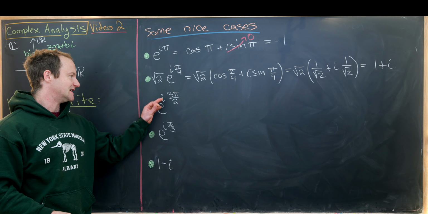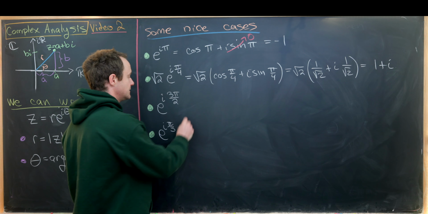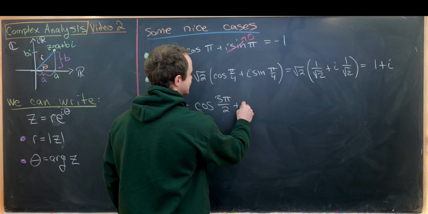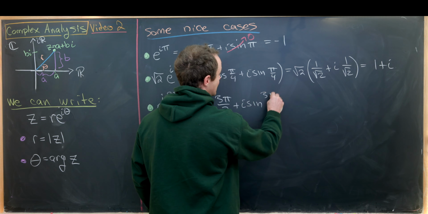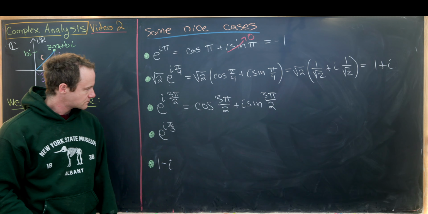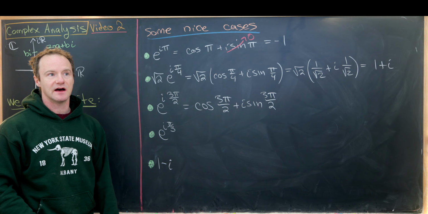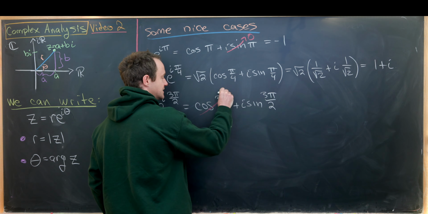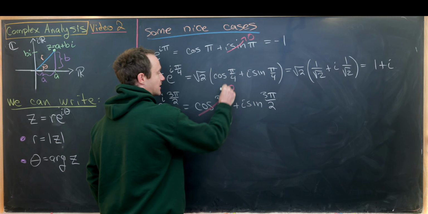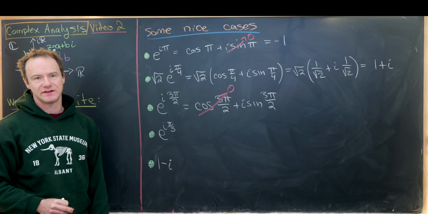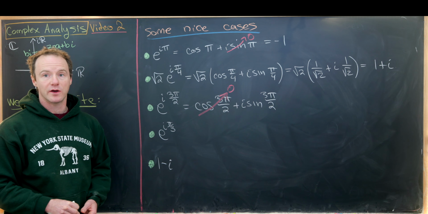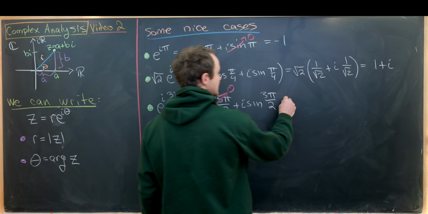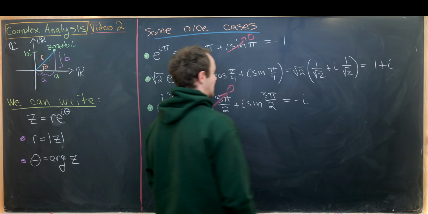Now let's look at this e to the i 3 pi over 2. So that'll give us cos 3 pi over 2 plus i sine 3 pi over 2. We'll notice that cosine of a half integer multiple of pi is equal to 0. So that means we get a 0 here. And then sine of a half integer multiple of pi is either 1 or -1, depending on where it is. Here we get a -1. So in the end, we get a -i.